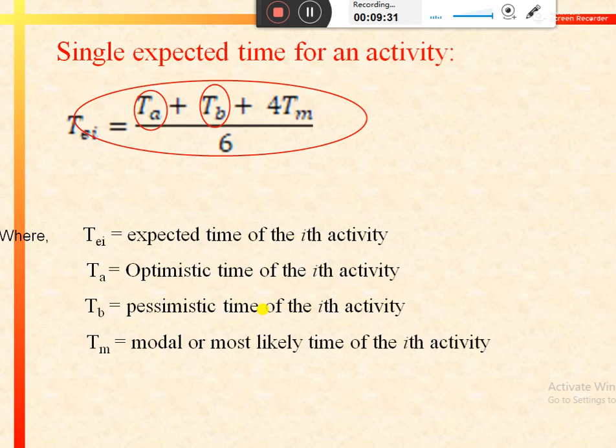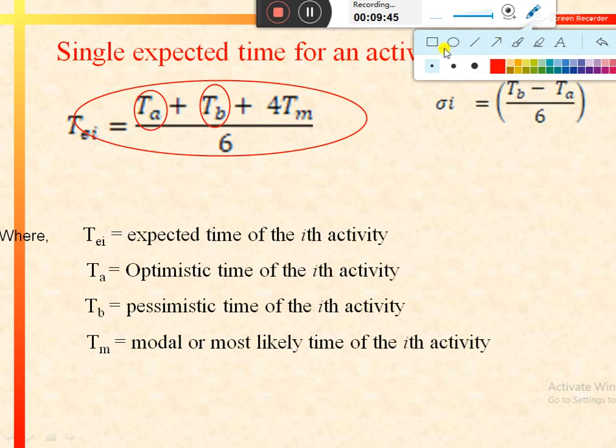and the second parameter is the standard deviation, which denotes the deviations in the expected times of different activities, and it is calculated by using this formula, that is TB minus TA divided by 6, where TB represents the pessimistic time of the activity and TA represents the optimistic time of the activity.